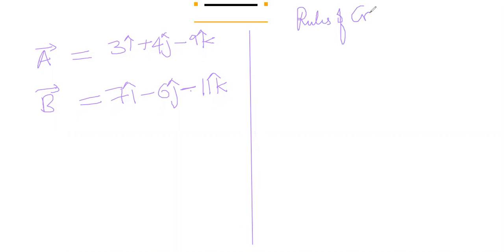Rules of cross product. The rules of cross product are very strange. Since they are having a sine theta, that is why their rules are totally not different from the rules which we learned in dot product. What are the rules of cross product? I'm going to tell you.